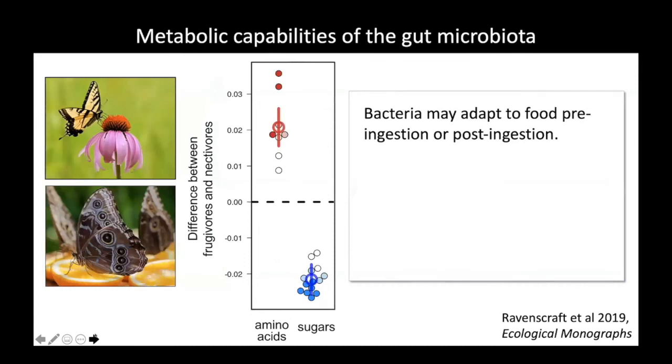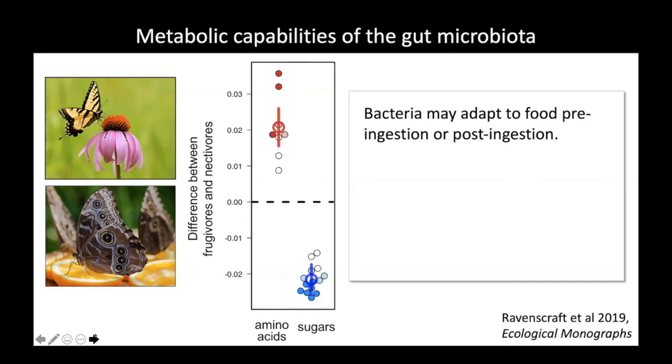And just to vastly summarize the data in a small figure, this plot shows the main results. So if a point on that plot is above that dotted horizontal line, it means that frugivores degraded that particular chemical better than nectivores. And again, if the dot is on the lower half of the plot, it means that nectivores degraded a chemical better than frugivores. And the takeaway from that plot is that basically the hypothesis is supported. The gut flora of frugivores do degrade amino acids better than sugars, and nectivores do the reverse. They're better at digesting sugars.